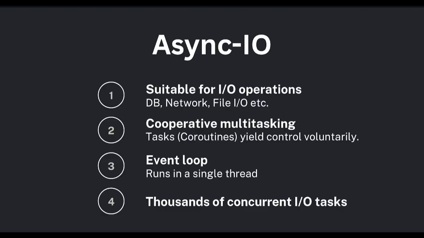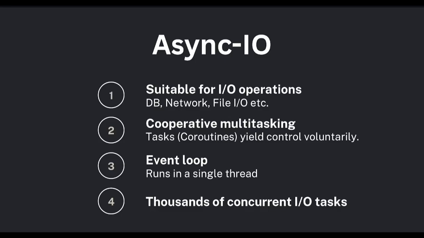AsyncIO is suitable for IO-bound tasks. Some examples are database reads and writes, file reads and writes, and network operations like posting data to a server or fetching data or content from a CDN.